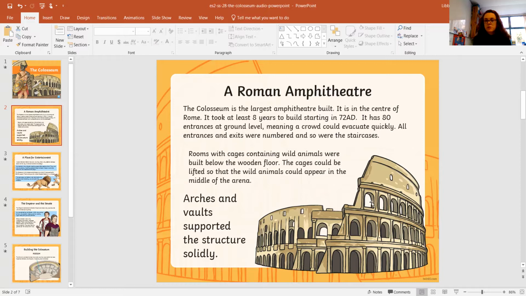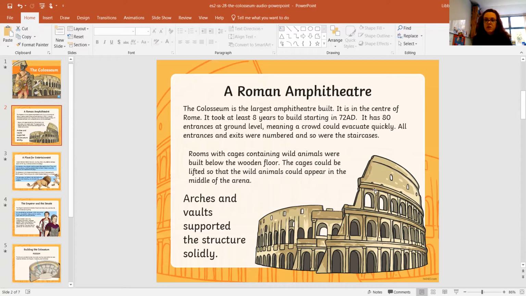And if you can see a special design on here, can you see the arches going all the way around? Oh no, they look like big windows, don't they? So the clever Romans built the arches, and it made the structure of the Colosseum more steady, more stable, more solid as well, because it distributed the weight out.